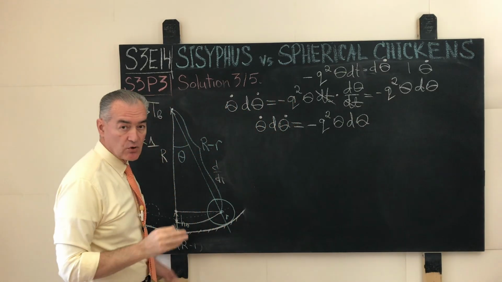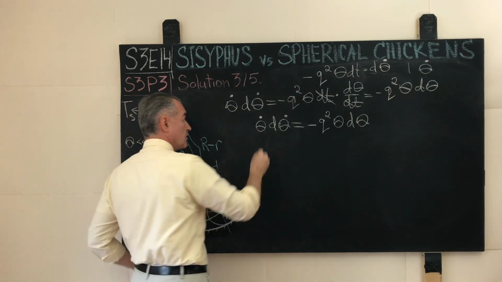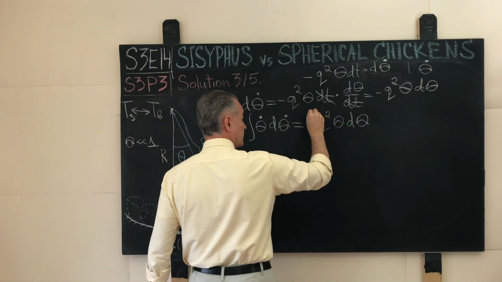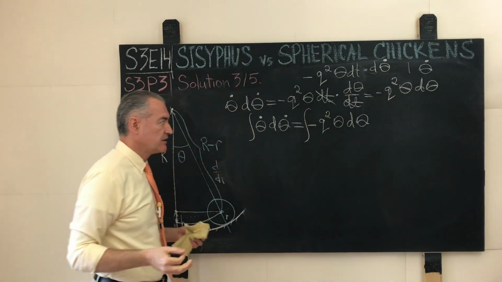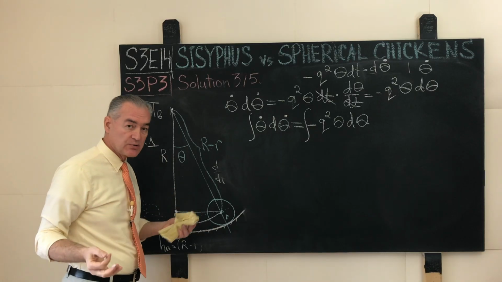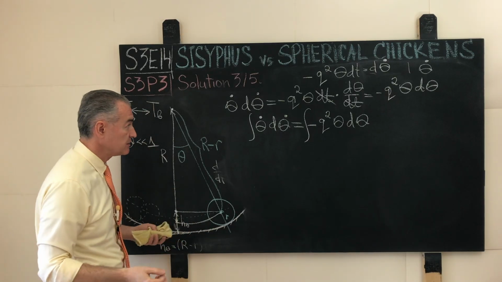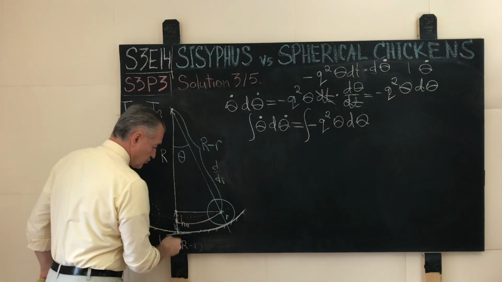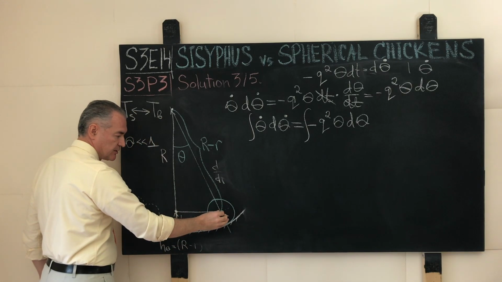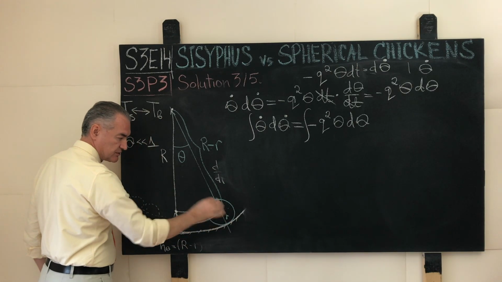Here we integrate both sides of this equation for the first time. Integrate, and let's say integrate, but here again, depending on the different problems, we have different initial conditions. Here, let's say we rolled up our spherical chicken to some small angle and then we just let it go.